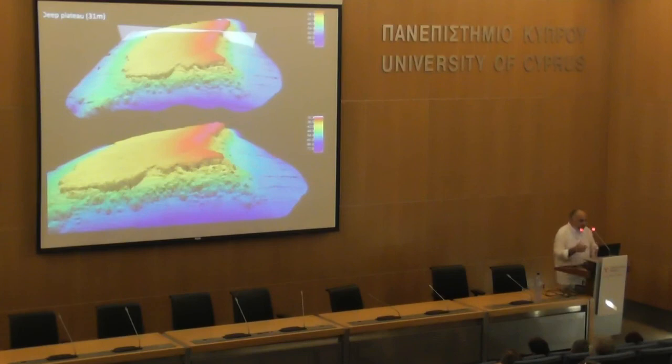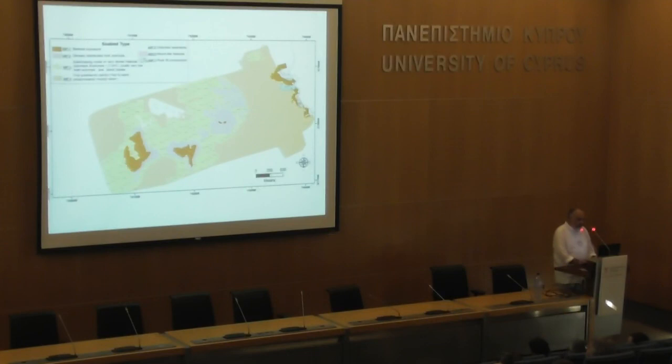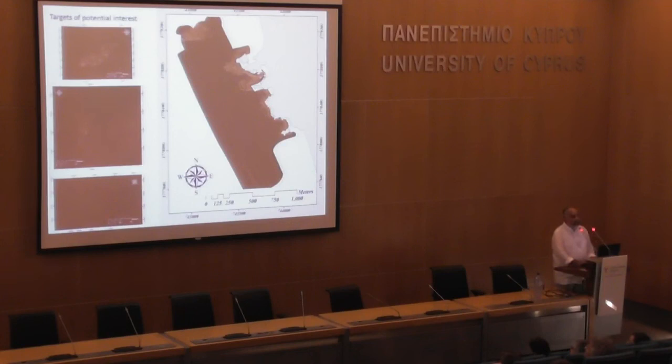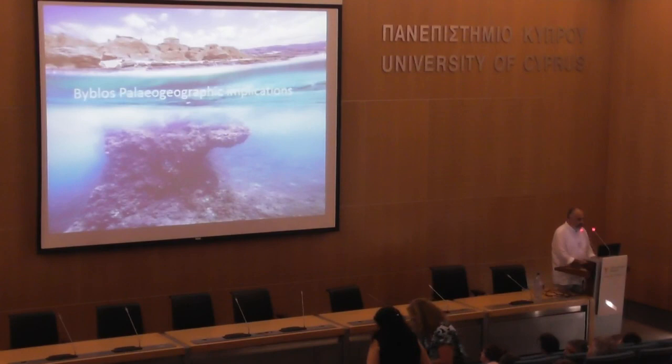And this is the final map with the seafloor characteristics, which is very important for the paleogeographic evolution. And of course in the area between the two high reflectivity regions, we have a lot of fine grained sediments and a lot of targets on the top. You know now better than me that with our system we can easily detect targets on the soft sediments, but you cannot detect anything on the hard substrate. So we have a lot of targets that we are going to ground truth in the next survey. So let's discuss Biblos paleogeographic implications.